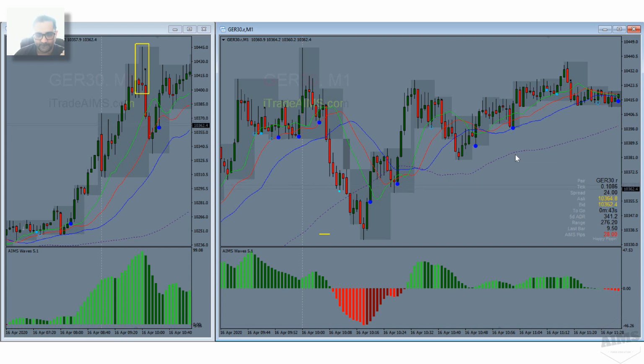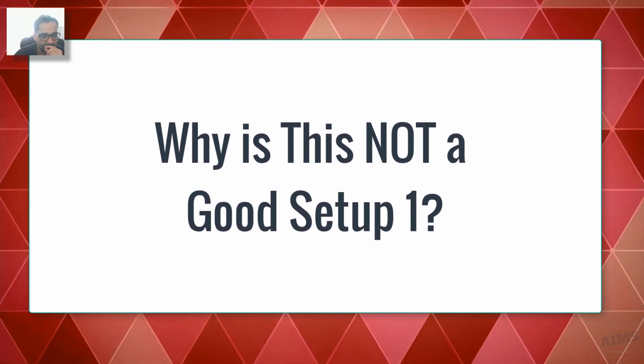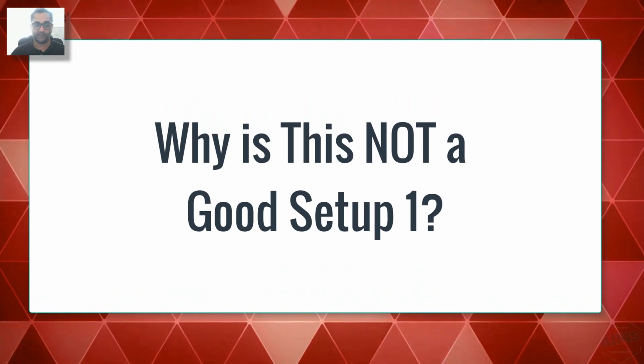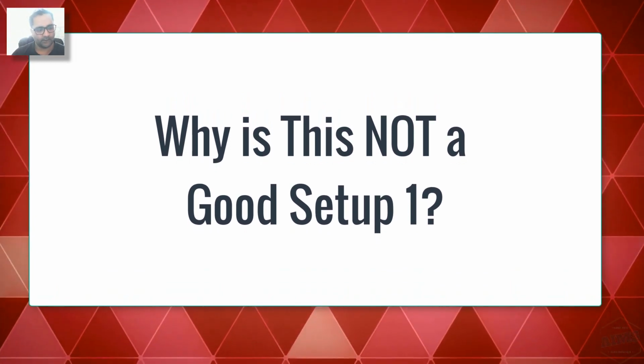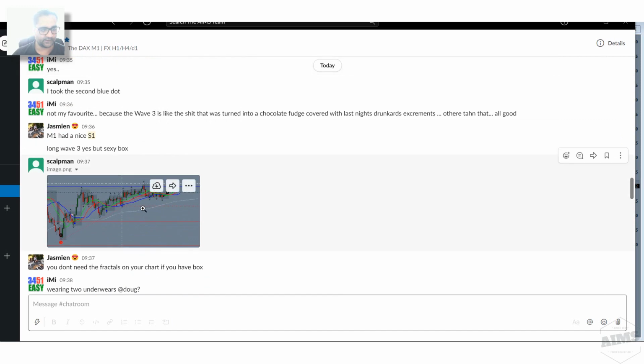The reason is coming. First, let's look at the guys who actually took the trade. So if you go back to the chat, Scalpman: I got a setup 1 on DAX at the moment. So he's seeing it as a setup 1. I took the second blue dot, so he took the trade. Okay, so he's going to share his chart.